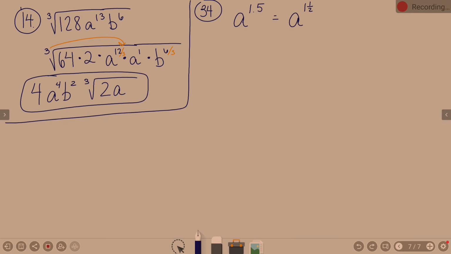So how do I take this mixed number and make it improper? 3/2. Because 2 times the whole number 1 is 2, plus the numerator 1 is 3, over the same denominator. So a to the 3/2. Now, here's the big thing for me. Can you take a to the 3/2 and write it as a radical? That is a big basic skill I need you to be able to do on this quiz. And I'm going to say you have a 50-50 shot of getting this part right.